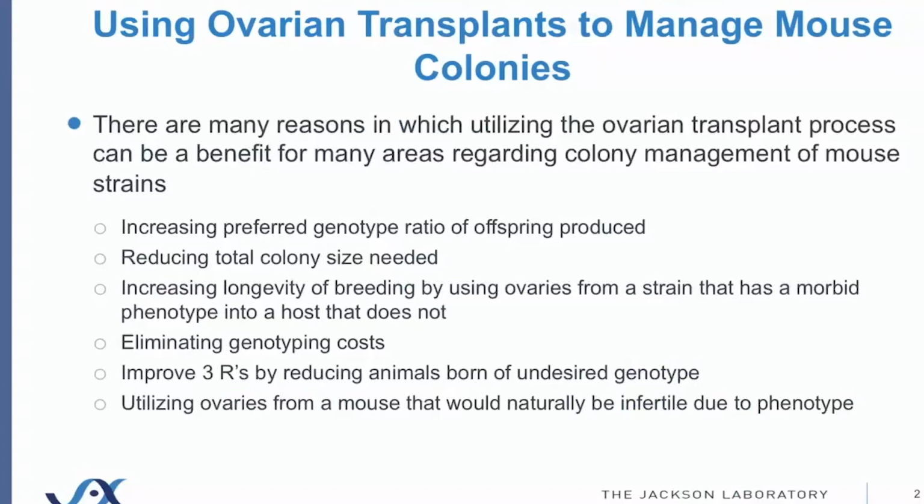We've been able to increase longevity of breeding by using ovaries from a strain that has a morbid phenotype into a host that does not. We've eliminated genotyping costs, and a lot of these benefits revolve around increasing our margin and being able to provide more animals with less resources. We've been able to improve one of those 3 Rs by reducing animals born of undesired genotype, and by utilizing ovaries from a mouse that normally would not be able to produce naturally due to their phenotype.